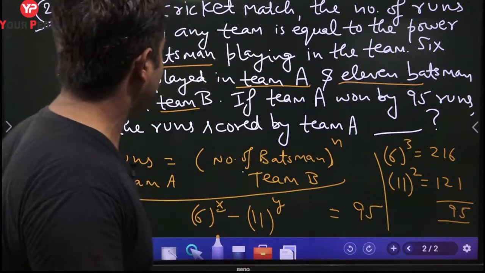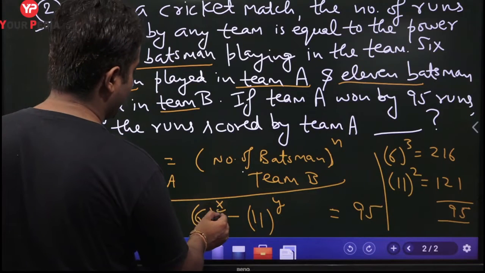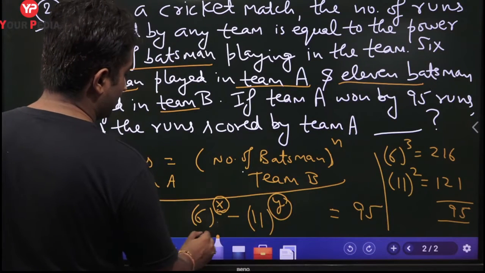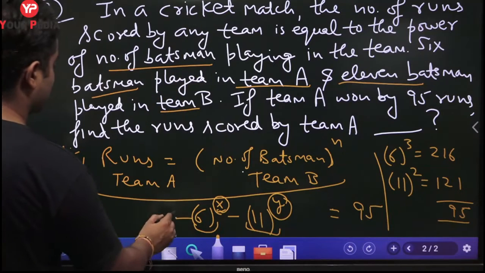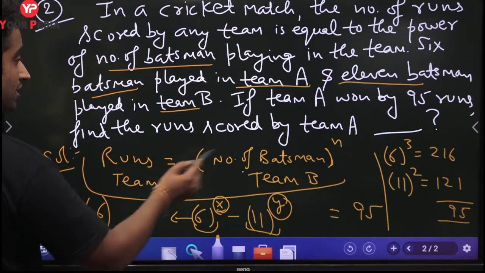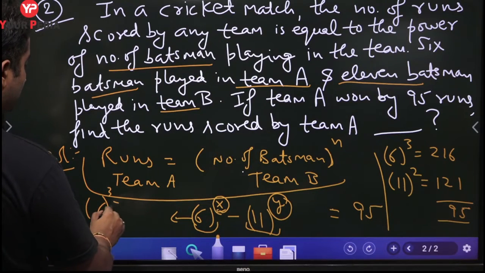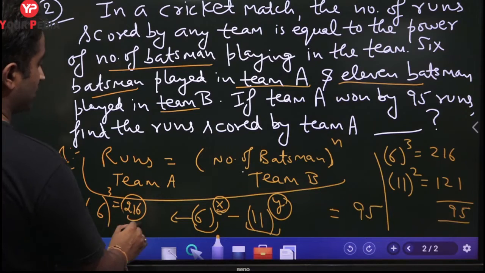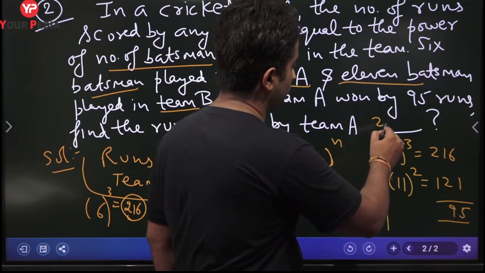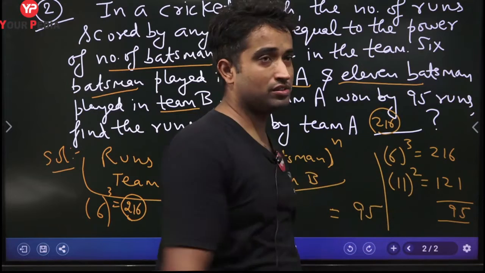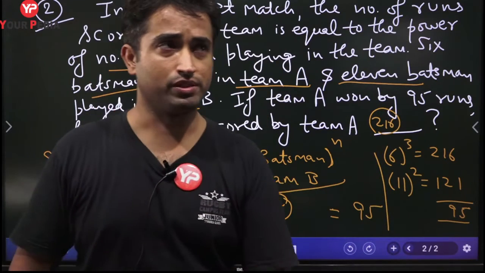So that means the number of runs scored by team A was 6 power x, and by team B was 11 raised to power y. 6 raised to power x, x is 3, so that is 216. They were actually asking the number of runs scored by team A, so my answer was 216. By team B, the answer would be 120.